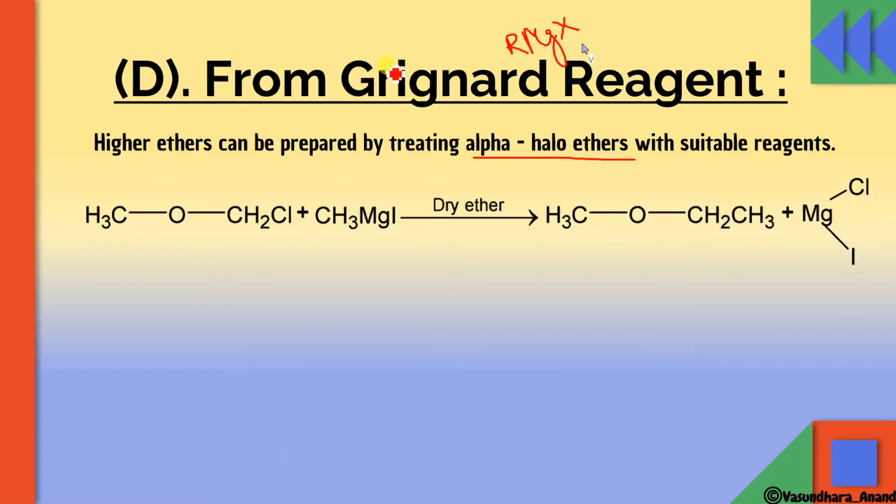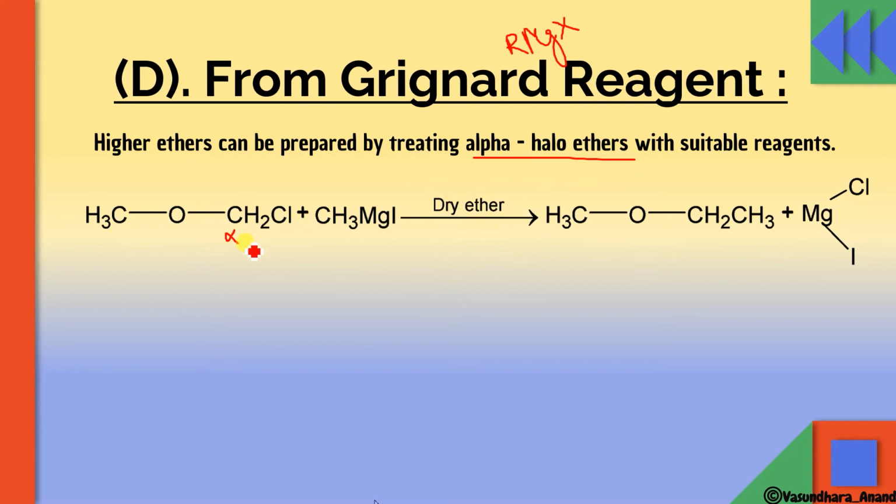Like this is OCH3, alpha. That means the carbon with which the oxygen, the functional group, is attached, with that the chlorine, the halogen, will also be attached. That is called alpha halo ether. So you can see this is the functional group over here. The carbon attached with this will be considered the alpha carbon, and with the alpha carbon there is the halogen also, isn't it? This is the Grignard reagent. If it reacts in presence of dry ether, what will happen?